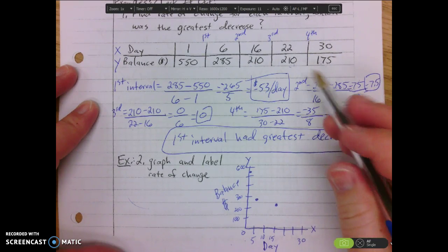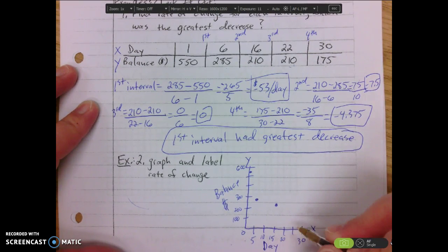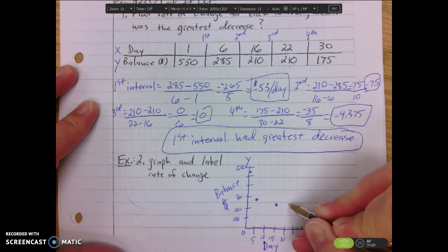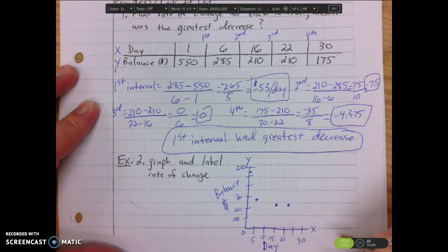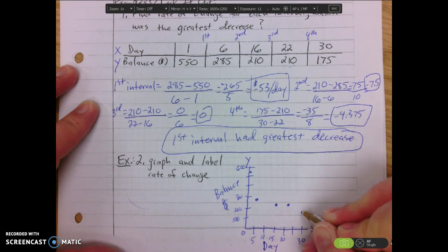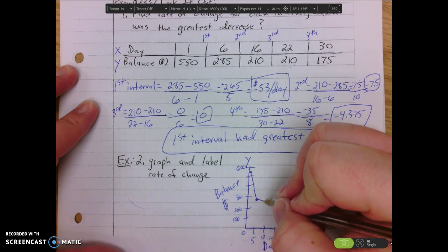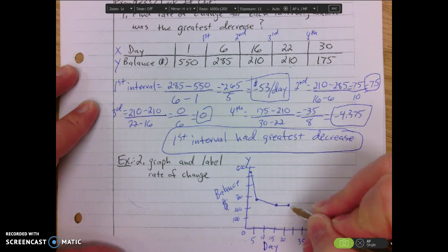The next one is 22, also 210. So there's 20. 22 would be about there. Also, 210 should be a flat line, obviously. And the last one would be 30 and 175. So 175 would be approximately there. And now I connect the dots. Not done yet. It says to label the rates of change.